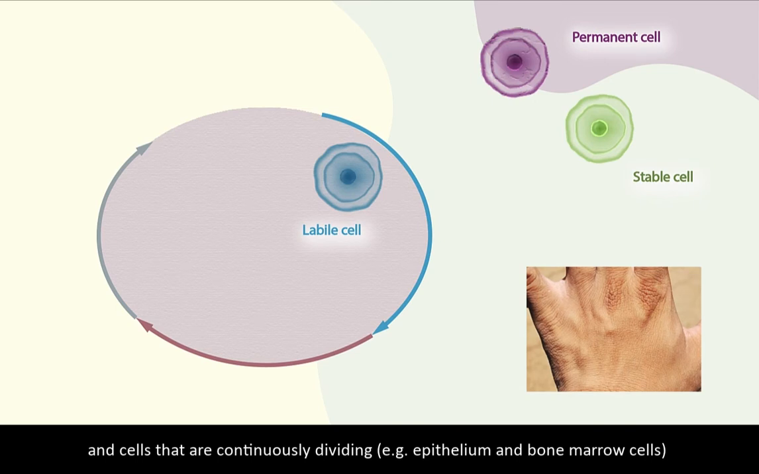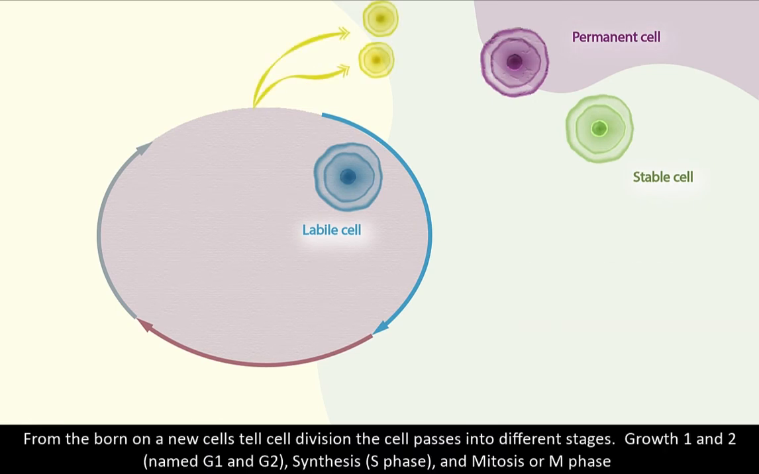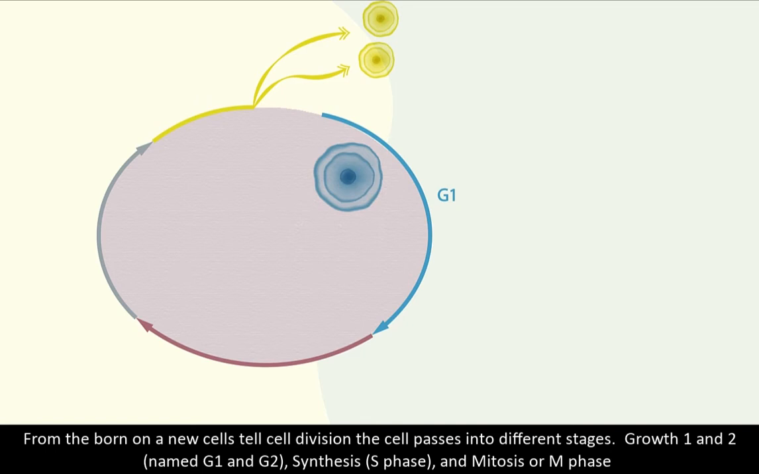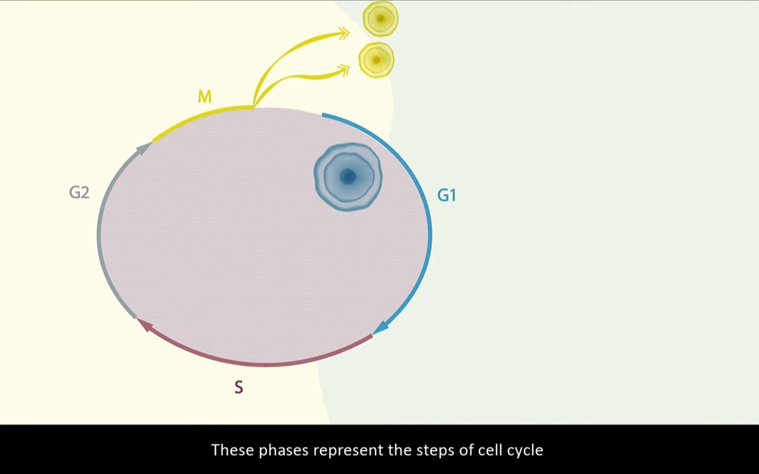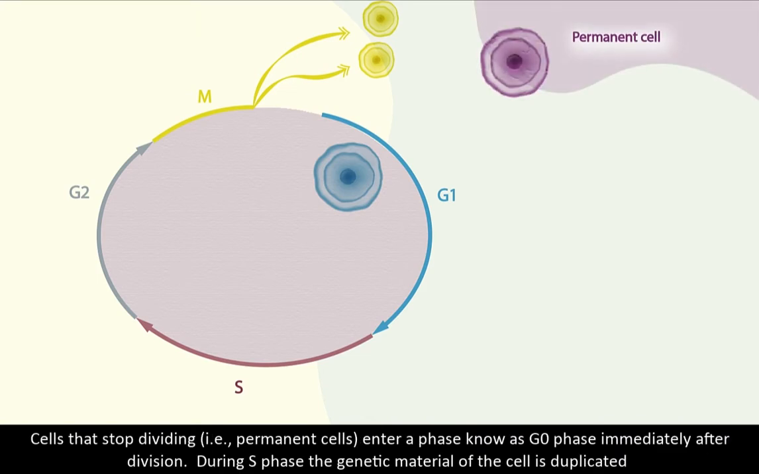bone marrow cells. From the birth of a new cell until cell division, the cell passes through different stages: growth 1 and 2, named G1 and G2, the synthesis phase or S phase, and mitosis or M phase. These phases represent the steps of the cell cycle. Cells that stop dividing, like permanent cells, enter a phase known as the G0 phase immediately after division.